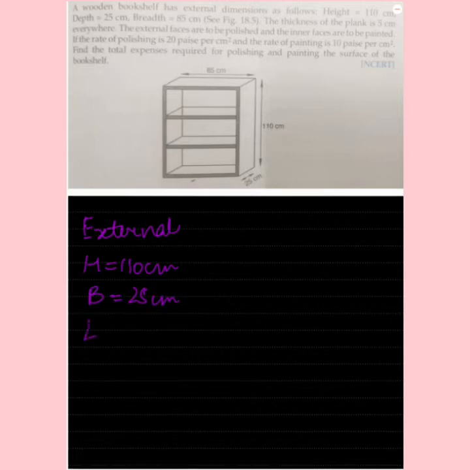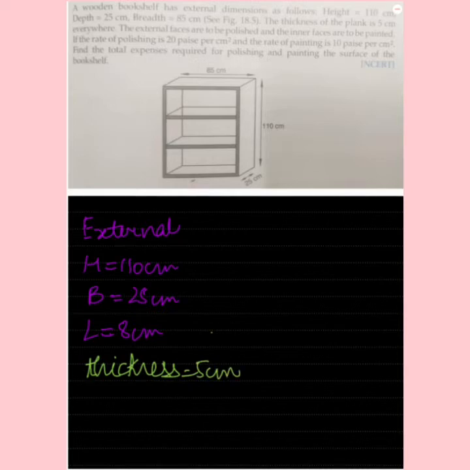Now let's see how to solve this question. Here a wooden bookshelf has external dimensions as follows. So external dimensions are height is equal to 110 centimeter, breadth is equal to 25 centimeter, and length is equal to 85 centimeter as given in this figure. Now we are also provided that the thickness is 5 centimeter everywhere. So thickness is equal to 5 centimeter.